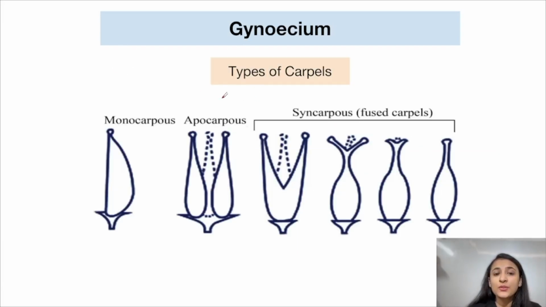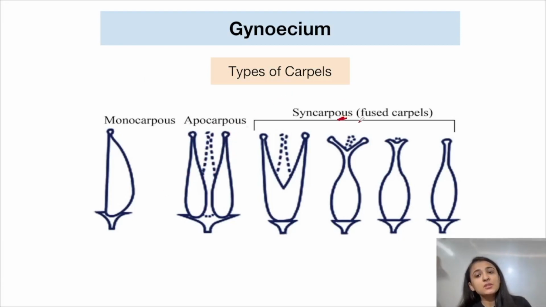Now types of carpels, you can see it in the diagrammatic form. A monocarpous condition shows the presence of a single carpel. In apocarpous condition, carpels remain free. See, one carpel and two carpels, the third carpel is present behind. It is shown as a dotted structure because it is present behind, for your better understanding of where it is located. So this is apocarpous condition. You can see the carpels are not fused here.